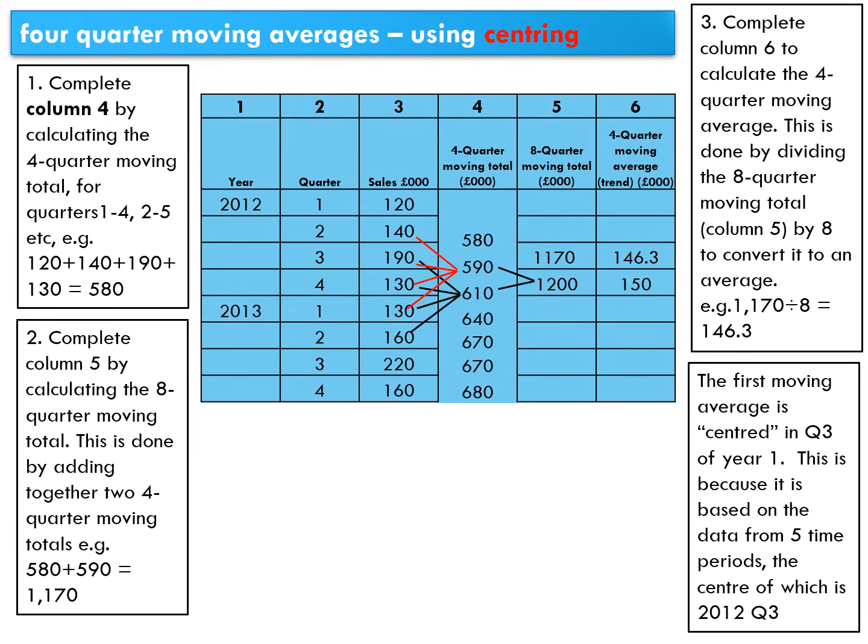Here is my moving average for quarter 4 2012. Again, the same approach here. I've got 590, which is centered between quarters 3 and 4, taking in these 4 bits of information. And then I've got 610 here based on the next 4 quarters worth of data. When I add those two together, I get a total that aligns with quarter 4 of 2012 of 1200. I divide by 8 and I get a moving average here of 150.